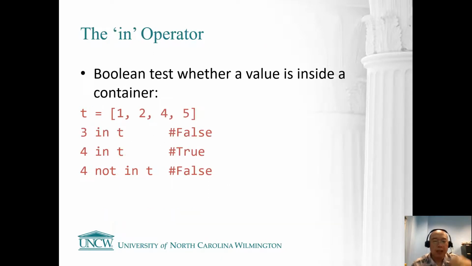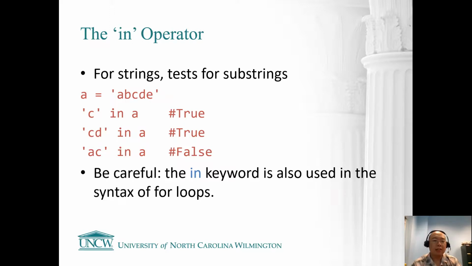And for the in operator, you can check whether one item is a member in a sequence. This can be a list, a tuple, or a string. If you want to check a string, you can use it to check substrings. For example, if you check C in A, B, C, D, E, it will be True. Or if you check C, D in that string, you will get True too. But for AC, it will be False because AC is not a substring of that string.